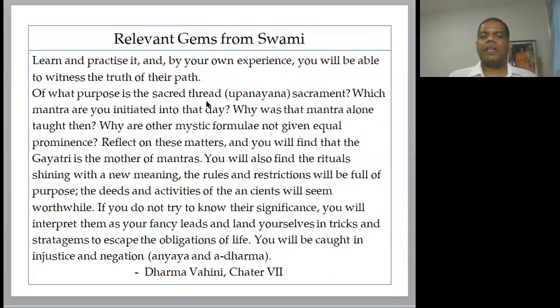Of what purpose is the sacred thread Upanayanam sacrament? Which mantra are you initiated into that day? Why was the mantra alone taught then? Why are the other mystic formulae not given equal prominence? Reflect on these matters and you will find that the Gayatri is the mother of mantras. You will also find the rituals shining with new meaning. The rules and restrictions will be full of purpose.